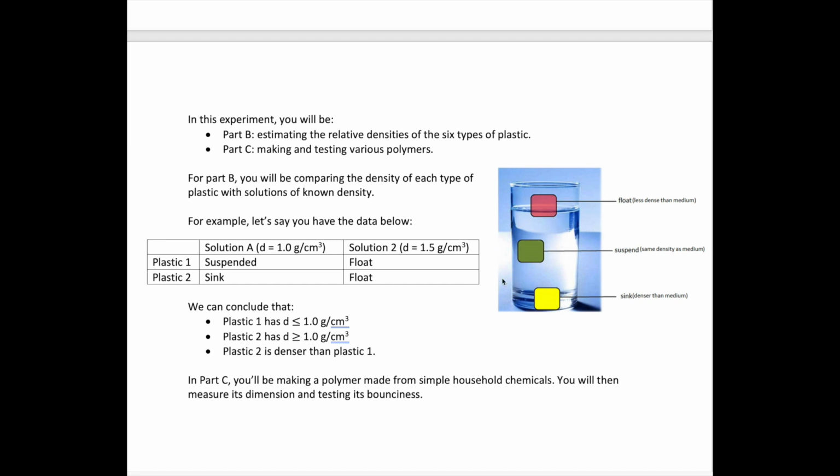So for example, here's water, and then we have 3 different objects. The yellow one sinks to the bottom, the green one is suspended in the liquid, and the red one is floating. So the one that sinks is going to be more dense than the solution. The one that is suspended is going to have the same density, and the one that floats will have a lower or smaller density compared to the solution.